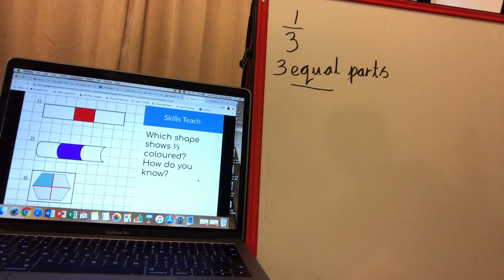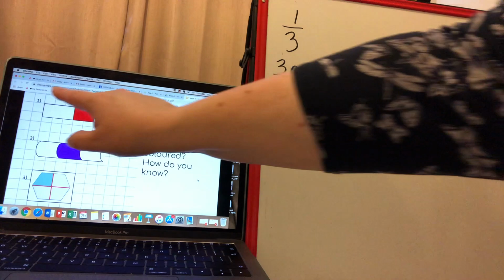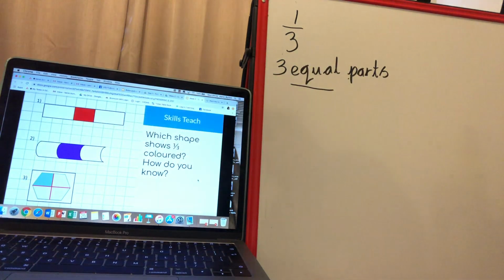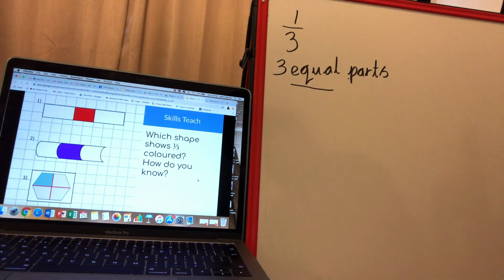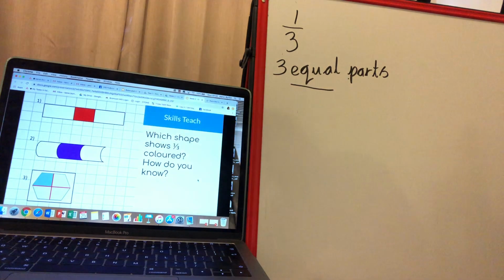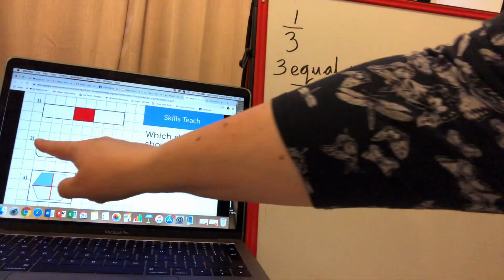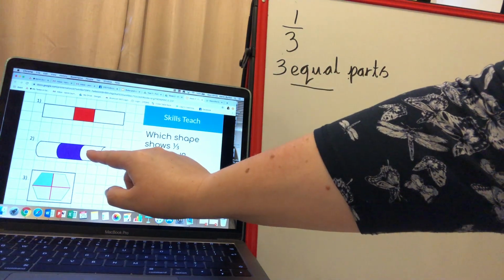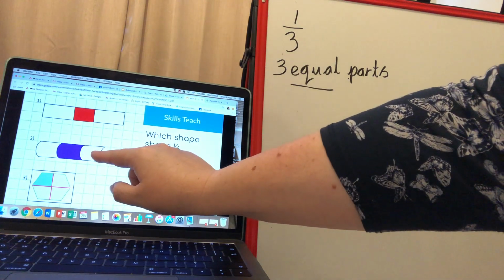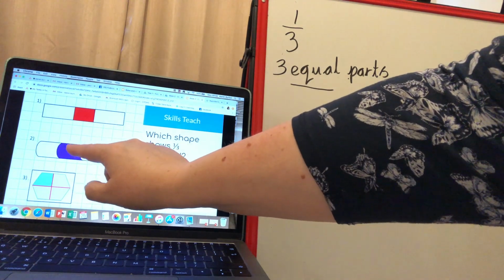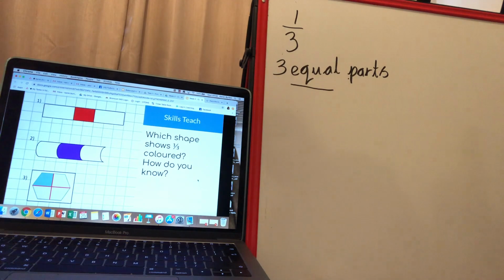So let's look at shape 1. Well, it's got 3 parts, but they're not all the same size, are they? They're not equal, so it can't be number 1. Number 2, yep, it's got 3 parts. They're all the same size, they're all equal, and 1 is coloured. I'm thinking it's probably going to be number 2 that's correct.